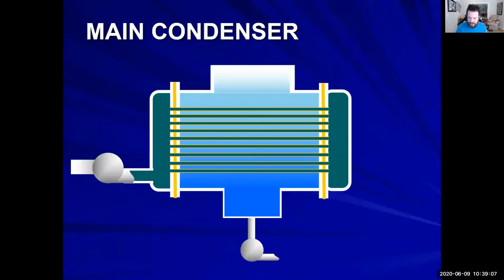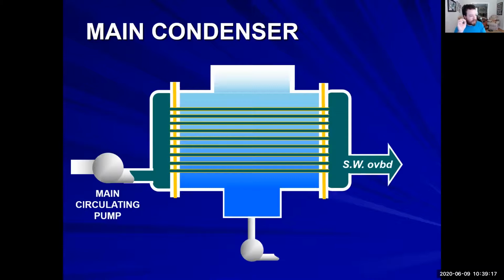So this is what our main condenser looks like. All right. Obviously, it's in 2D form. We have our main circulating pump that is pushing salt water through. Again, we could be utilizing a scoop.